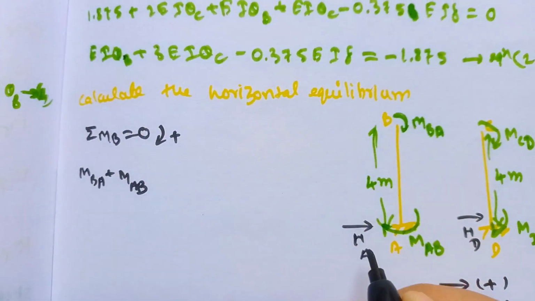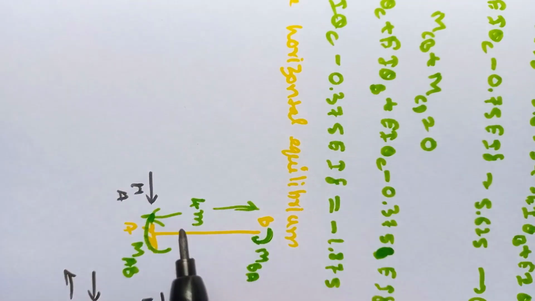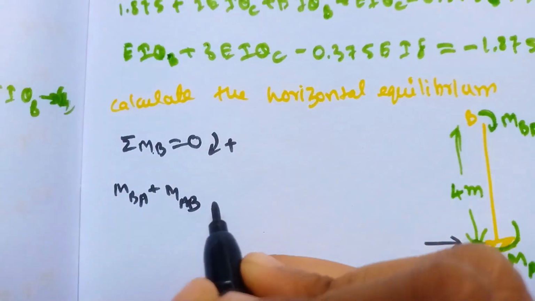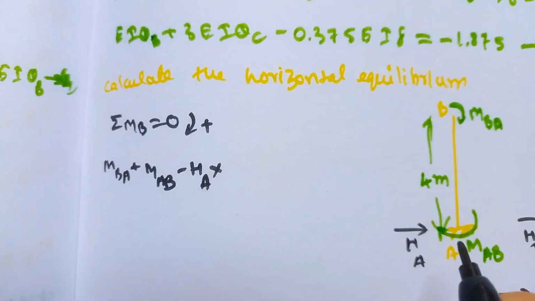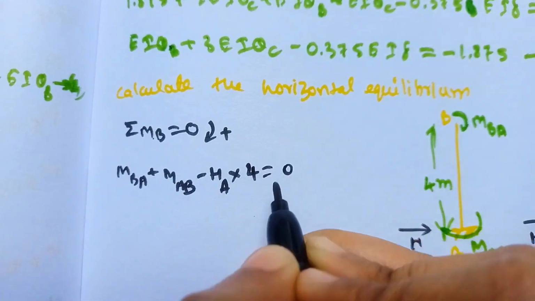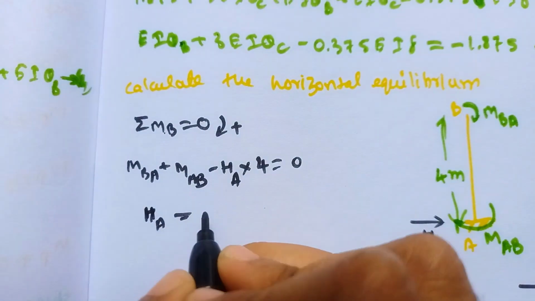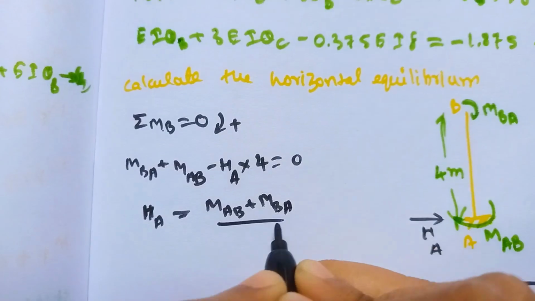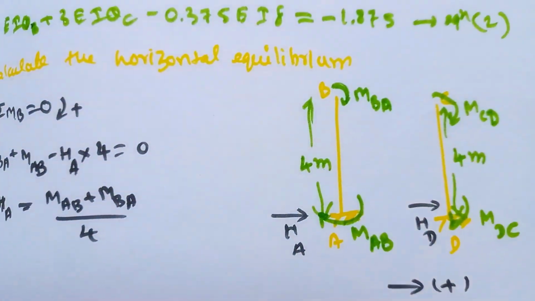One horizontal load is there. If you rotate like this, it will move anti-clockwise, at a distance of 4 meter. So we need to take minus HA into 4. Distance is 4. Now simplify it. Our HA will come out as MAB plus MBA divided by 4. Similarly, now we calculate for the CD member.